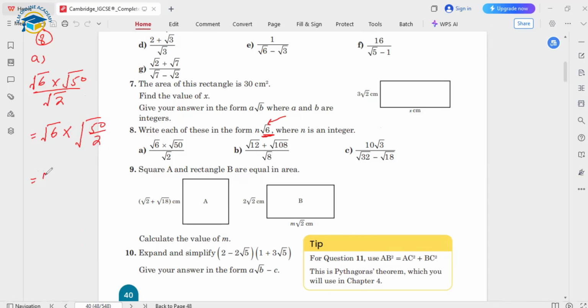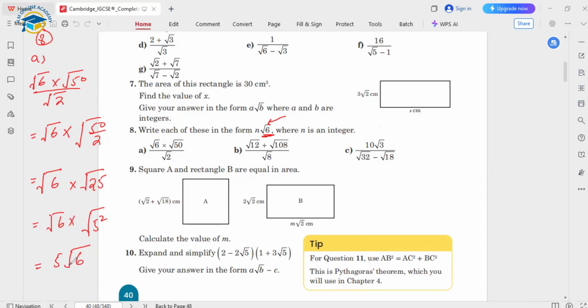Okay, so if I simplify this one, this is basically 25, because 50 divided by 2 is 25. So 25 is basically a perfect square, the perfect square of 5. We can write it as 5 squared. So the square will be cancelled out with the square root, and we are left with only 5 square root 6.